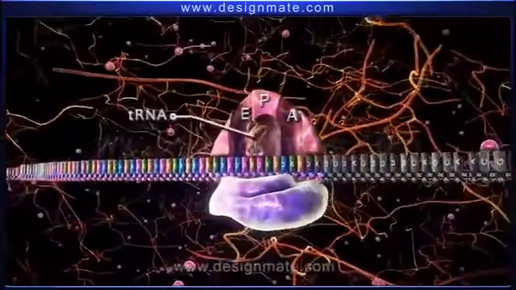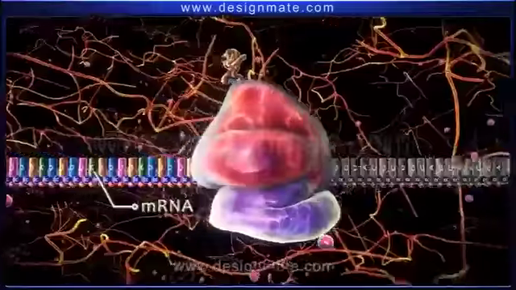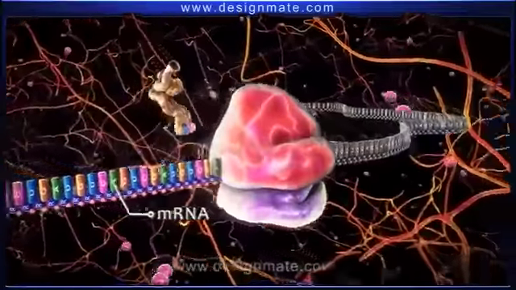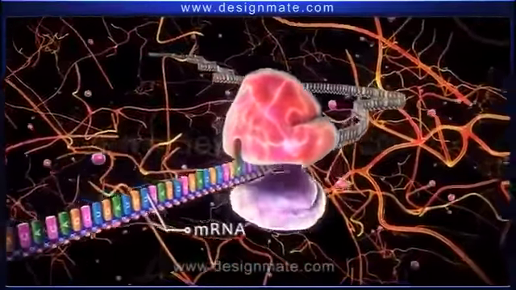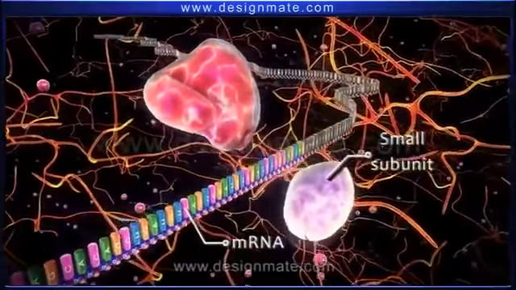Then the tRNA detaches from the mRNA. The ribosome detaches and dissociates into its small and large subunits.